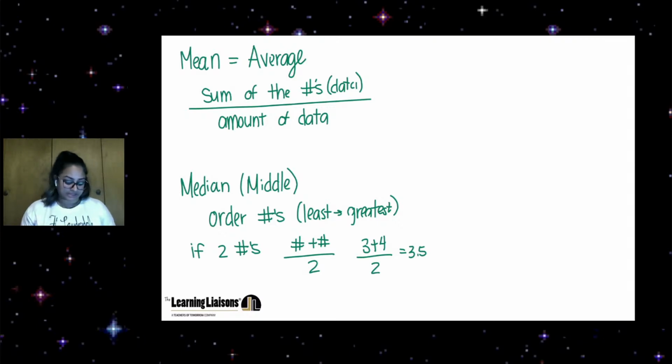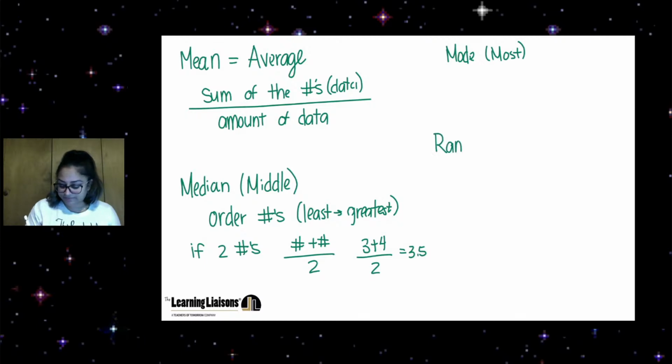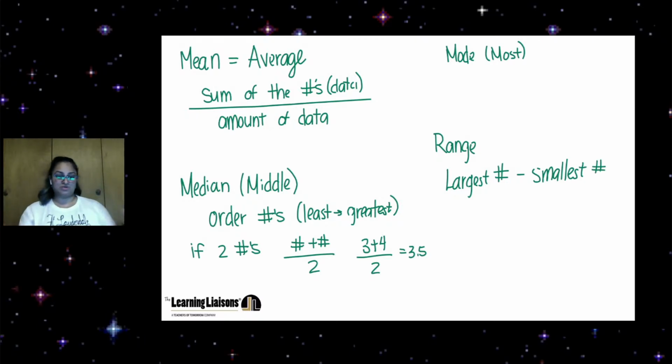Right? Well, that's mean, median. Let's do mode. Mode is the most, right? So it's the number that you see the most. You can have 3 2s and 3 4s, and they both be the mode. So you can have more than one mode as long as it's a tie. And the range is the largest number minus the smallest number. And that gives you the range, right? It's the range of the numbers.